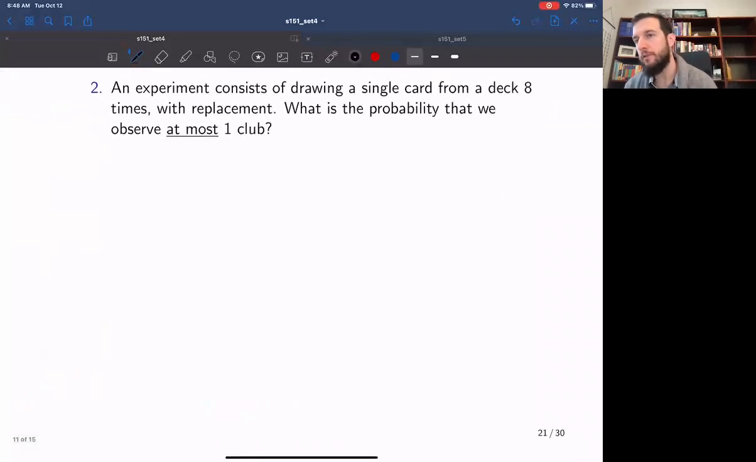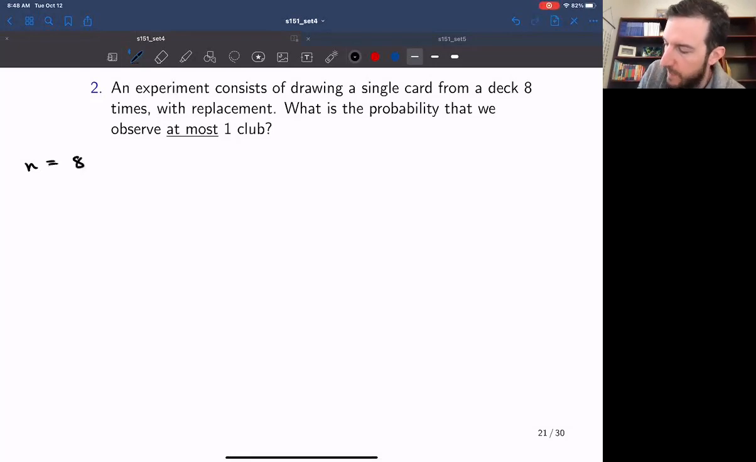Okay, so the next exercise is still a binomial problem, but we are now considering multiple outcomes within the experiment. So this one says, suppose that an experiment consists of drawing a single card from a deck 8 times with replacement. So this is actually an extension of the first example. What is the probability we observe at most one club? So the language here is very important. So we have little n is equal to 8. We're going to have little p is 13 over 52, which is 0.25.